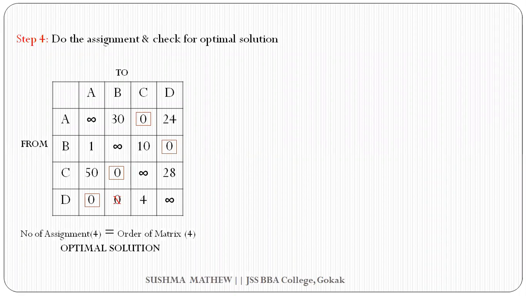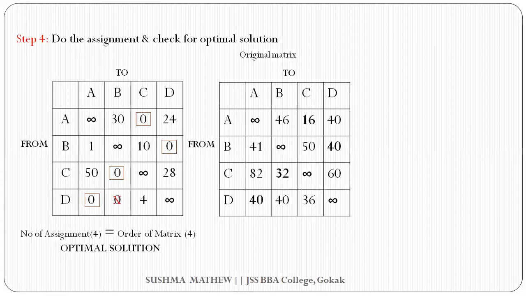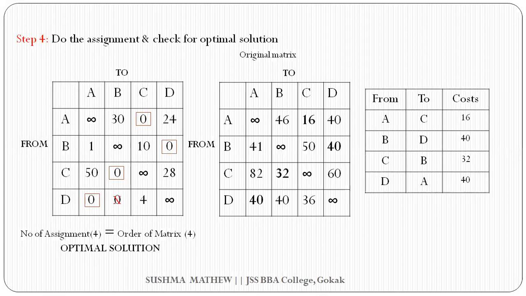The next part is very important. That is step 5. Once the assignment is done, we always calculate the cost associated with it, by bringing the values from the original matrix. The original problem matrix is this. Wherever I have put the 0 square boxes, those values, 16, 40, 32, and 40, are nothing but our assignments: A to C, B to D, C to B, and D to A.